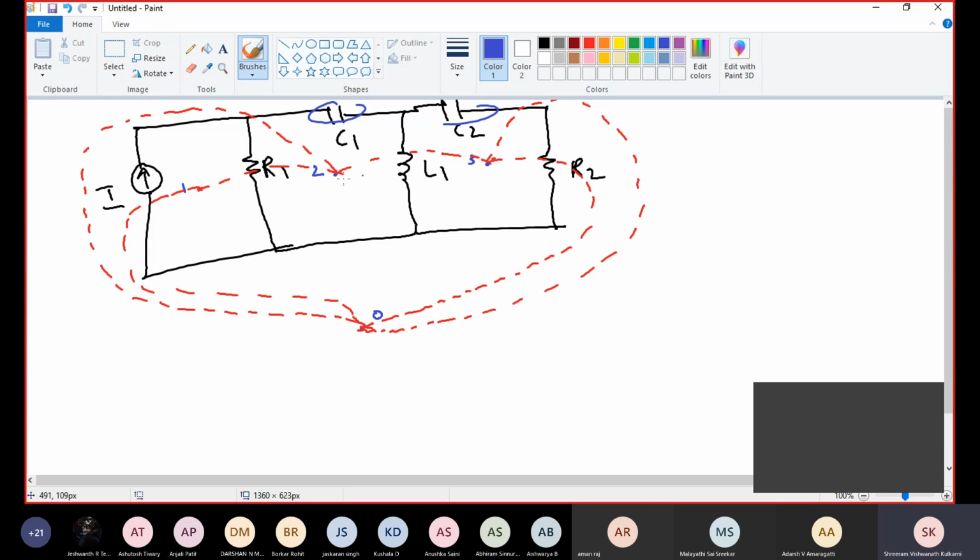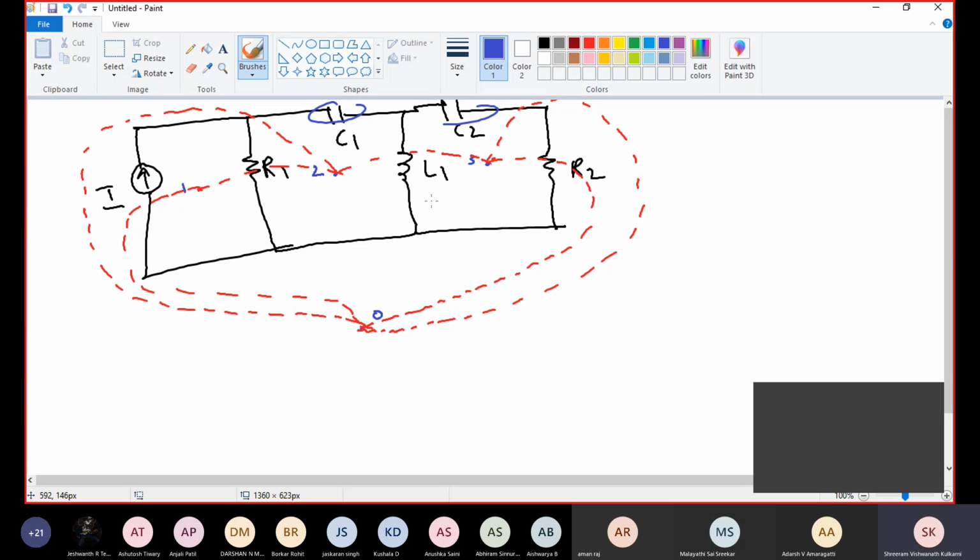Here, first step, place the nodes in all the loops, connect all internal nodes with a dashed line. Then we need to connect all the internal nodes to the reference node by crossing all the branches. Here I crossed all the branches. First node for current source, second node for C1 and R2, then third node C2 and R2.